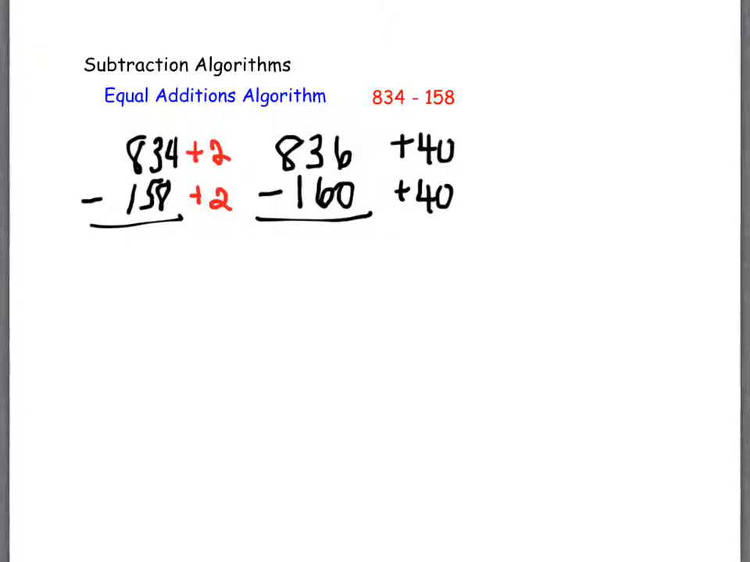If I add 40 to the bottom number, I would be adding 40 to the top number. So the number 160 plus 40 on the bottom becomes the number 200. The number 836 plus 40 becomes the number 876. Can you now subtract without borrowing? Absolutely can. So 876 minus 200 would be the number 676.